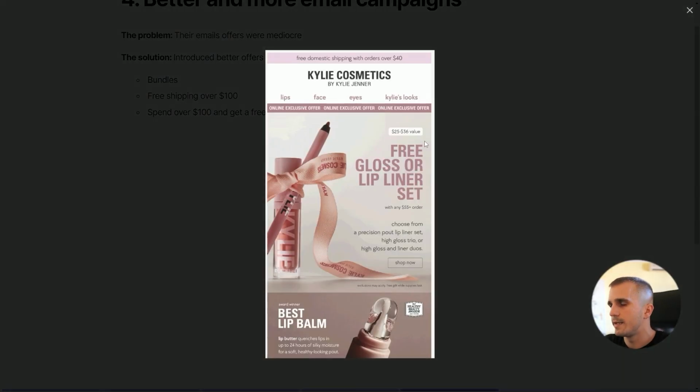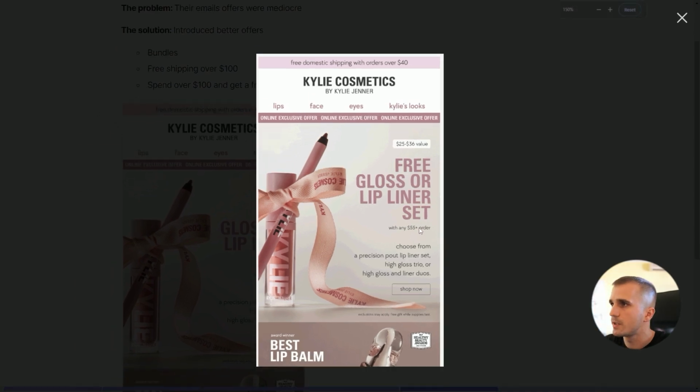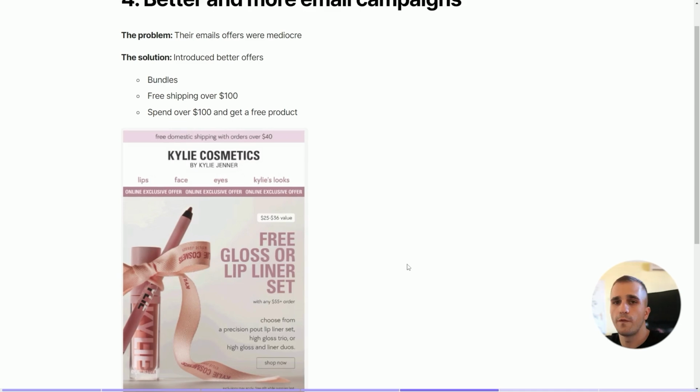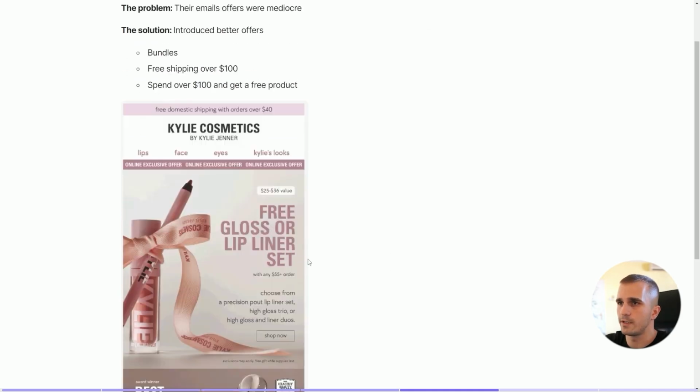So you can see here we have the free gloss or lip liner set with any order over $55. So this is really a small thing. I will try to zoom it. I'm not sure if you see it, but she's often pushing this kind of offers, and you need to find what offers work the best with your audience, because if you find very good offers, your revenue per recipient will drastically increase. So definitely try that out.